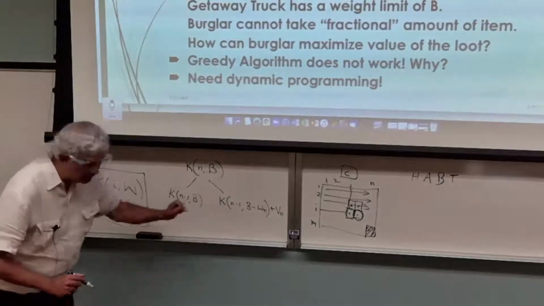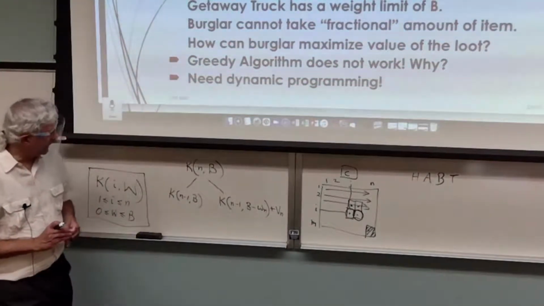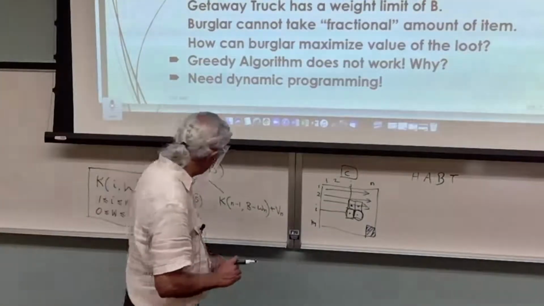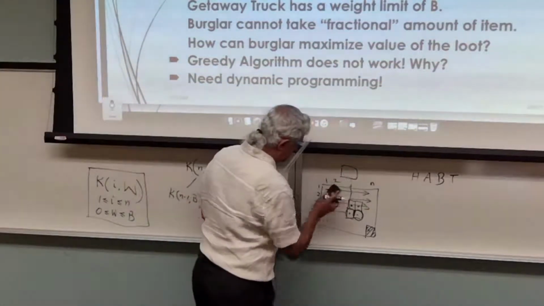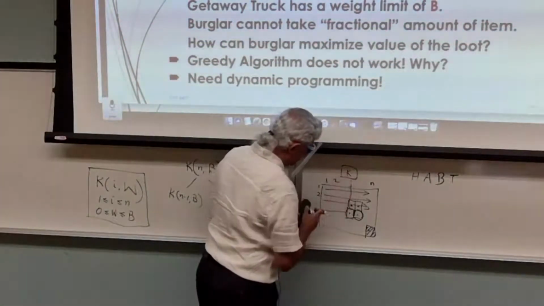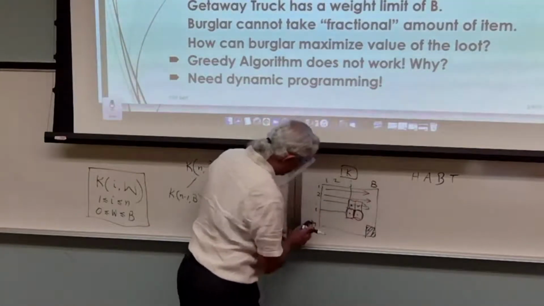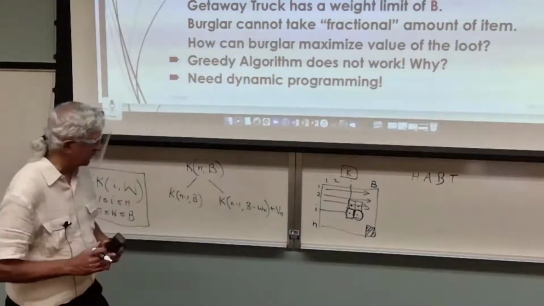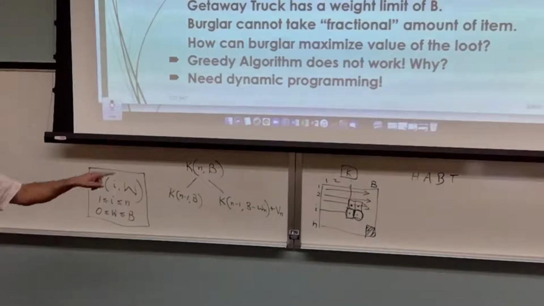This gives you the recurrence relation, and then I'm going to put it in a table. The table is now going to look different. Instead of C, I'm going to call it K. Instead of N, I'm going to go all the way up to B. Instead of M, I'm going to go all the way up to N. And otherwise, the problem looks the same. So it's still a two-dimensional table.